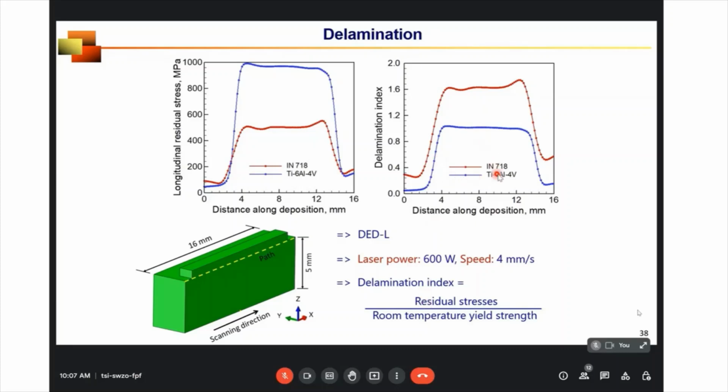Although titanium alloy, indicated by blue, has a very high absolute value of residual stress, because of its high yield strength, the delamination index is less compared to Inconel. So, although titanium alloy forms higher residual stresses, it is less susceptible to delamination defect.